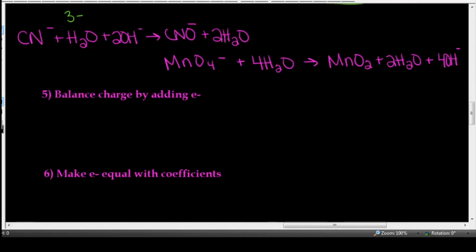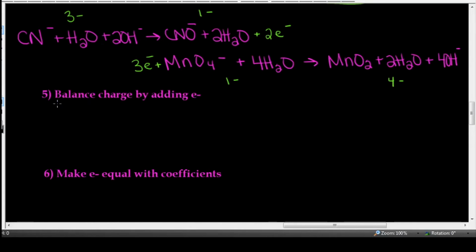And I only have a 1 minus on this side. So this half reaction is going to need 2 electrons on the right in order to get to a 3 minus charge. And if I'm looking at this other half reaction here, I've got a 1 minus on this side for my MnO4 1 minus, and I have 4 minus on the right for my hydroxide. So to make these equal, this reaction is going to need 3 electrons on the left.